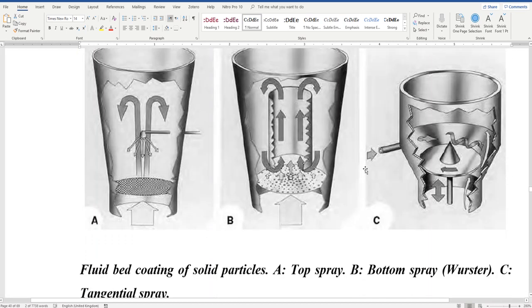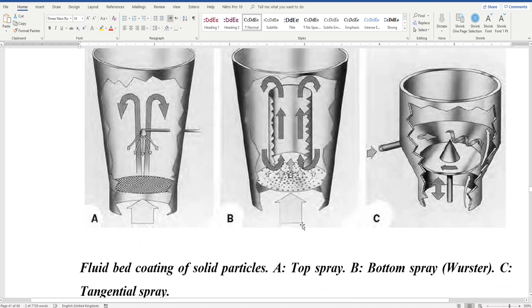Now, the other one, you will see that the air comes from the bottom, so the tablets move similarly to this one, but additionally the spray of the polymer solution comes from the bottom, and this is what we call the bottom spray configuration or Wurster fluidized process. Wurster is the scientist who actually did this. Okay, meaning he made this setting.